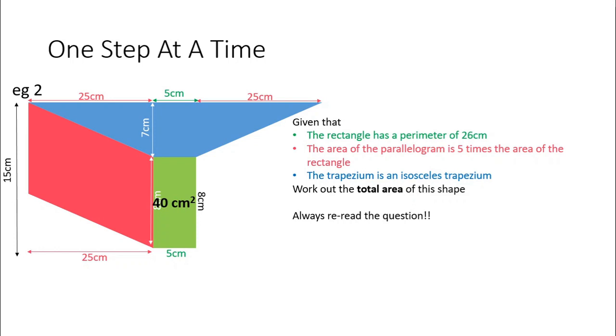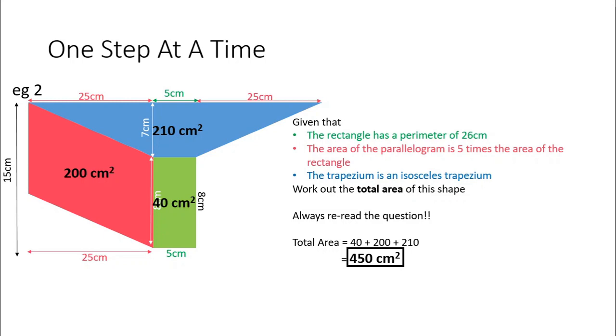So to work out the total area of the shape, we know the area of the rectangle. It's length times width, which is 8 times 5, which is 40 centimeters squared. We know the area of the parallelogram. It's base times height. That's 8 times 25, which is 200 centimeters squared. And we've just worked out the area of the trapezium. It was that 55 plus the 5, divided by 2, times the 7, which was 210 centimeters squared. So having reread the question, I realized I've got a little bit more working to do. The total area is going to be the sum of all these areas. So that's 40 plus 200 plus 210, which is 450 centimeters squared.